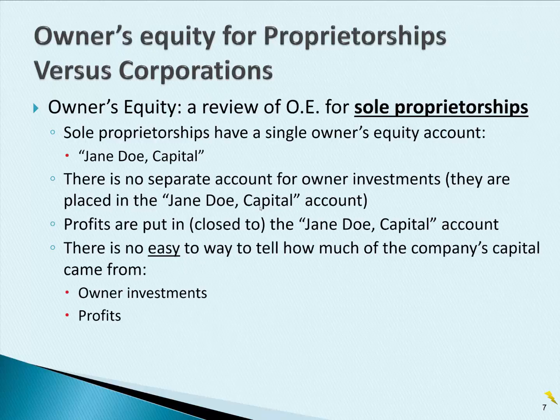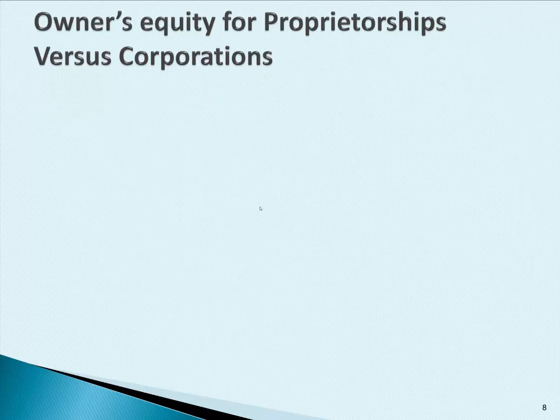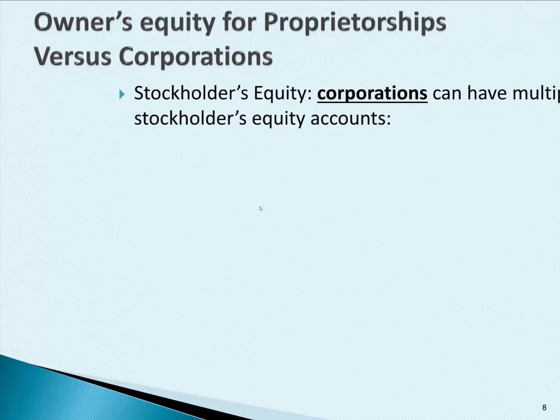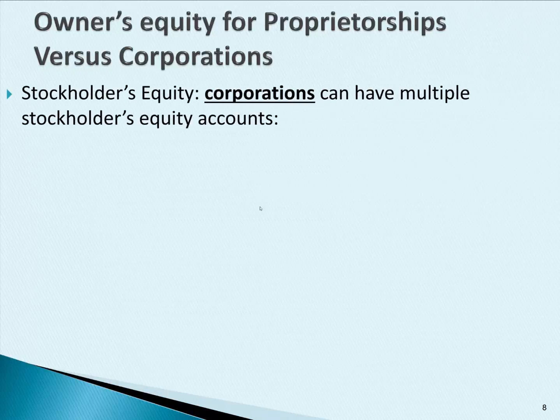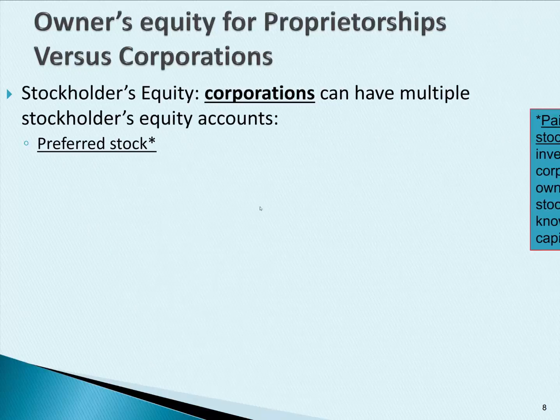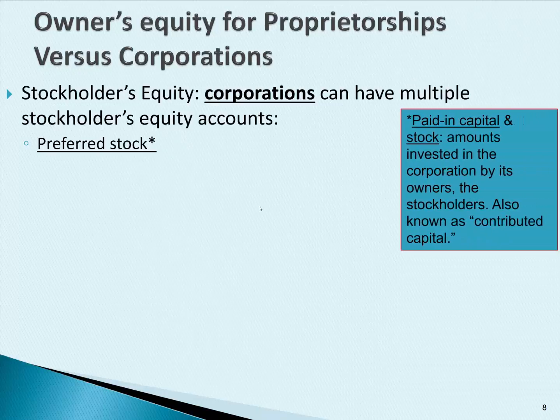With corporations, it's a little easier to tell how much came from owner investments and how much came from profits. So now let's look at the stockholders' equity section of corporations. They can have multiple equity accounts, and we're going to show you the proper order of them. If a company has preferred stock, it will be listed first. Later on, we'll get into detail about what these types of accounts are exactly, but we want to just show you an overview and let you know what the correct order is.